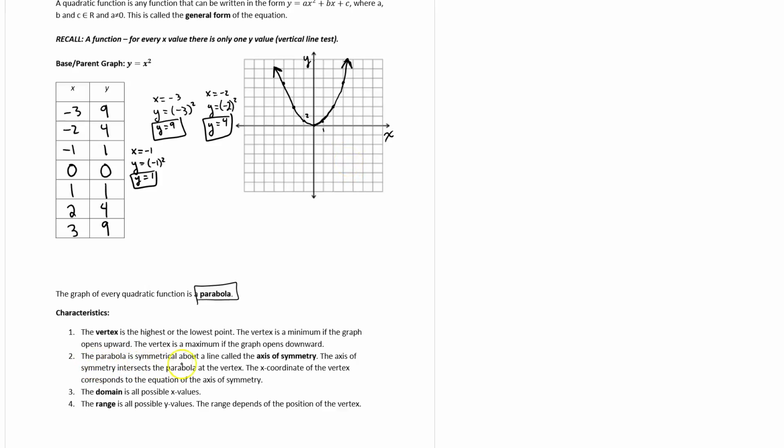The parabola is symmetrical about a line called the axis of symmetry. The axis of symmetry intersects the parabola at the vertex, and the x-coordinate of the vertex corresponds to the equation of the axis of symmetry. So I'm going to draw in my axis of symmetry. It means if I put in a mirror right here, where I'm drawing this red line, it's the same on the left-hand side as it is on the right-hand side. So in this case, the axis of symmetry is going to be x equals 0.